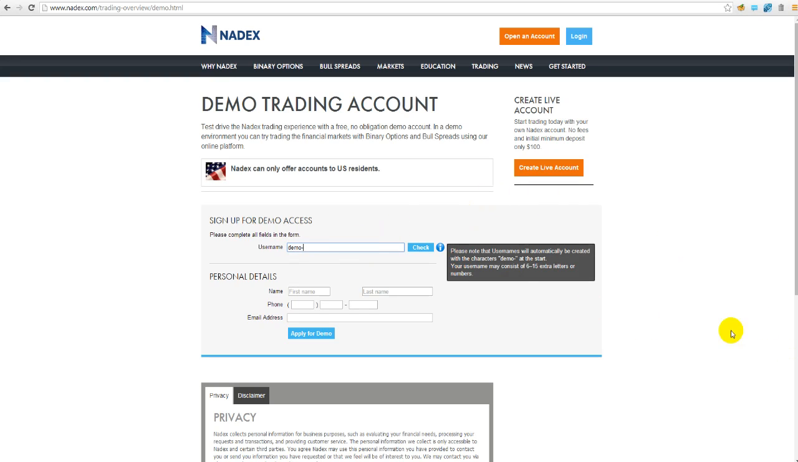Just type in your username, your first name, your last name, phone number, email address, all that fun stuff. Click apply for demo. They'll send you a password, so make sure you do have a valid email in there. They're going to send you a password, and it will get you going, and very fast.